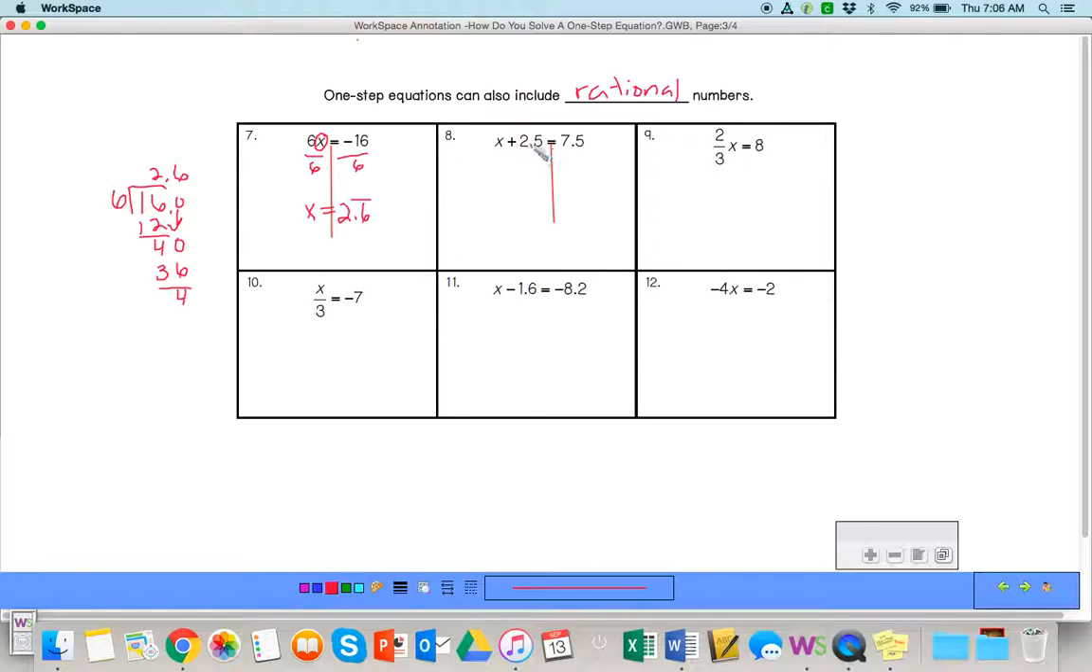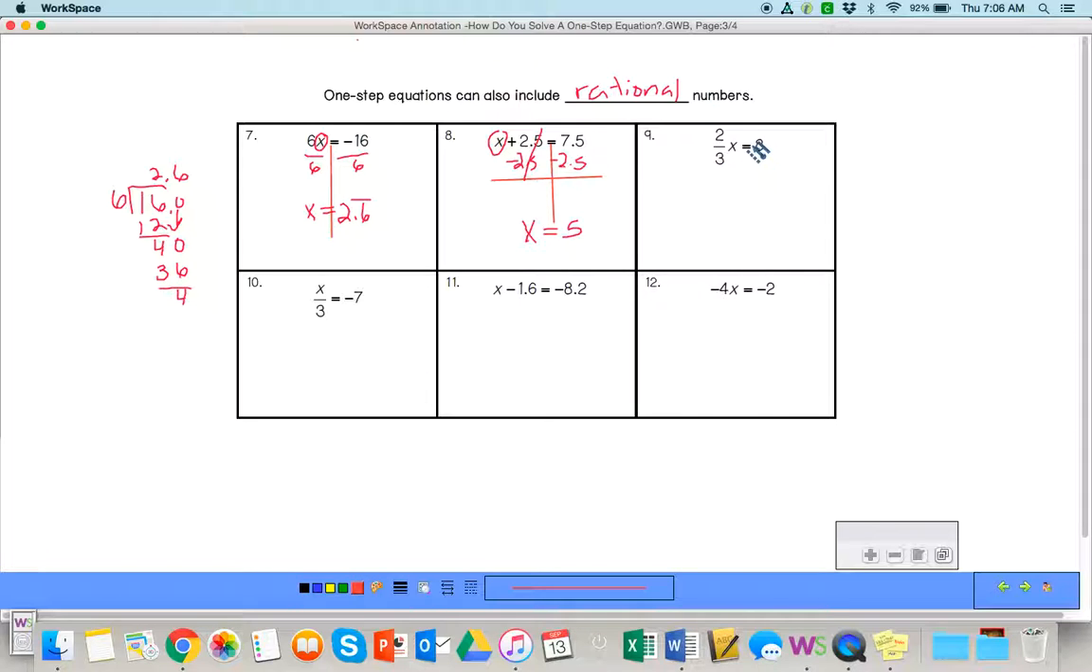On this one, it's an addition problem, and so we're just going to subtract 2.5. So this cancels out, and we get x equals 5.